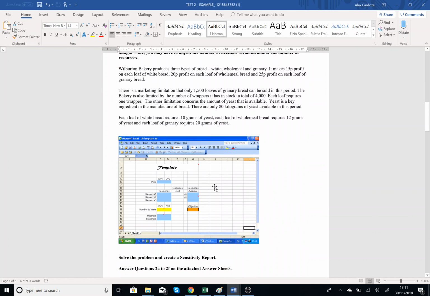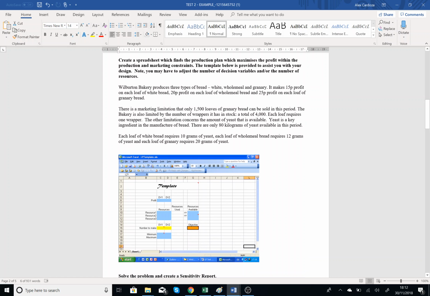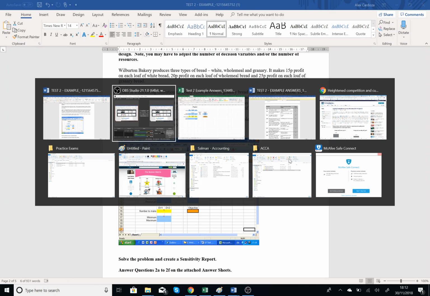This one we don't need to follow because it says here the template below is provided to assist you with your design. So I'm going to create my own design.